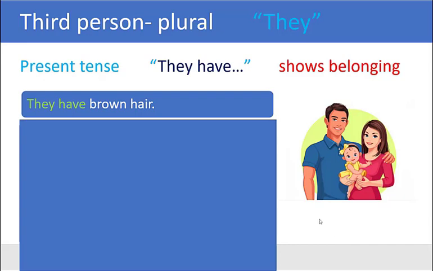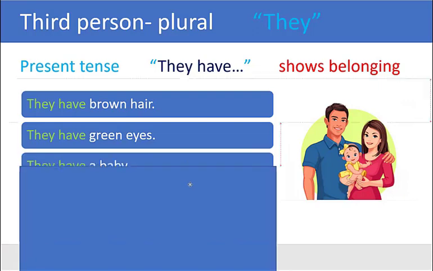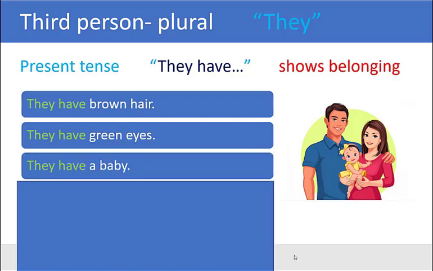So we're talking about all these people. So we're saying they have brown hair. These 2 people, they have brown hair. I'm talking in third person. They have green eyes. Again, I'm talking in third person and saying they have green eyes. Now the next sentence, they have a baby.